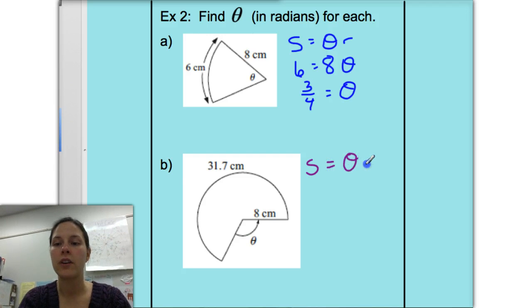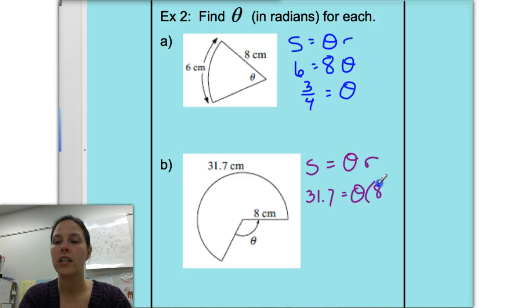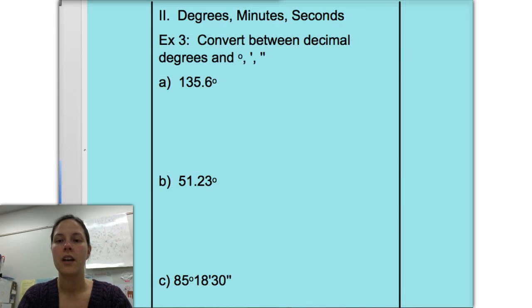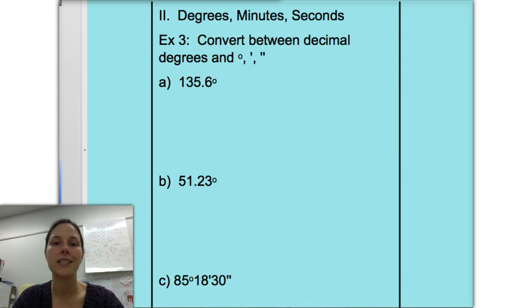Next, again, we've got arc length equals theta times radius. So we substitute 31.7 for our arc length, solving for theta, and our radius is 8. So when we divide both sides by 8, we get an angle of approximately 3.963 radians. And our last example is converting between decimal degrees and degrees, minutes, and seconds.